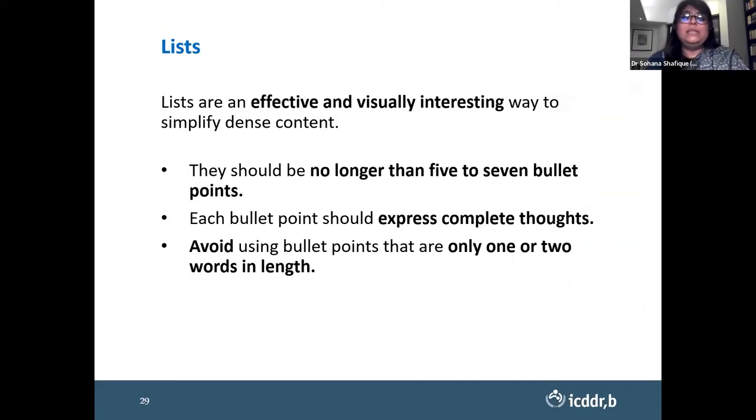Sometimes you can also use lists. Lists are an effective and visually interesting way to simplify dense content. They should be no longer than 5 or 7 bullet points, usually 5 or 6 is best. Each bullet point should express a complete thought, and we should avoid bullet points that are only 1 or 2 words in length. Instead, we should have a very clear and concise way of expressing a complete thought.